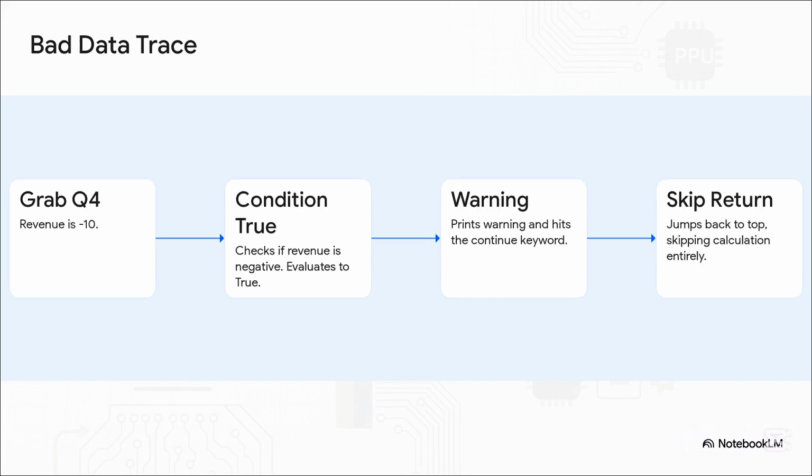But here is the climax of our code's execution. Watch the steps carefully. Step 1, Python grabs Q4, where somebody accidentally entered a revenue of -10. Yikes. Step 2, it checks if revenue is less than 0, and this time, it evaluates to true. Step 3, Python immediately enters the if block, prints our warning to the console, and then it hits that continue keyword. Step 4, instead of proceeding down to the margin calculation, which would have given us completely corrupted financial metrics, the continue command forces Python to jump straight back to the top of the loop. It successfully shields and protects the whole program from failing.